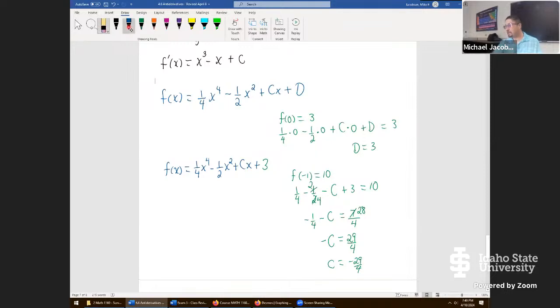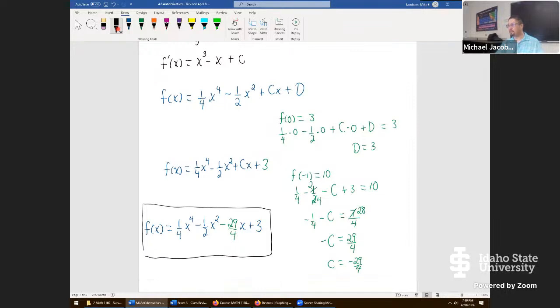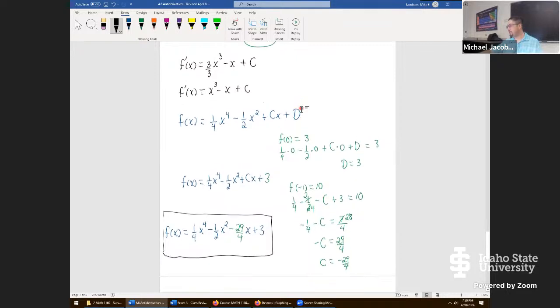But for me, I would like to have a nice paper trail in the notes, so let's write in this last step. f of x equals 1/4 x to the power 4 minus 1/2 x squared. c came out as -29/4. So from right here, let's write in -29/4 x plus 3. And I want to definitely box this one out because there's algebra everywhere. That's finally our total answer right at that stage.